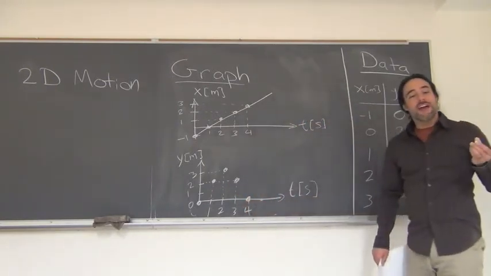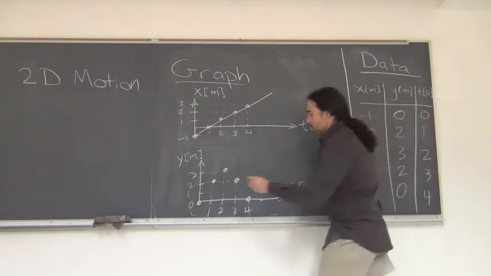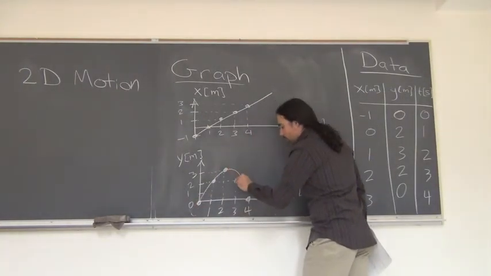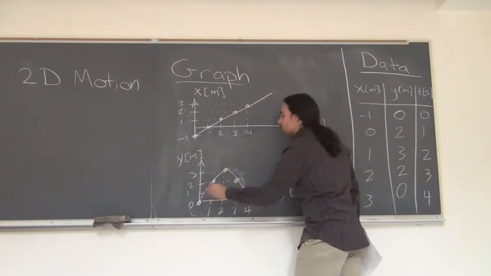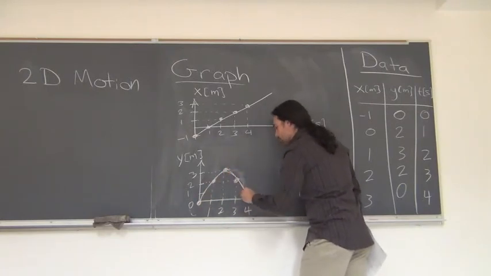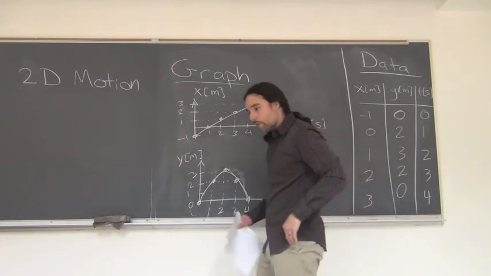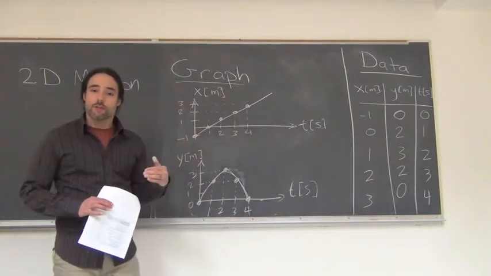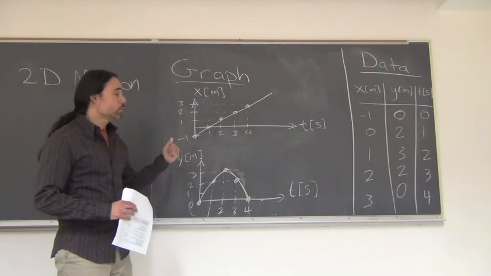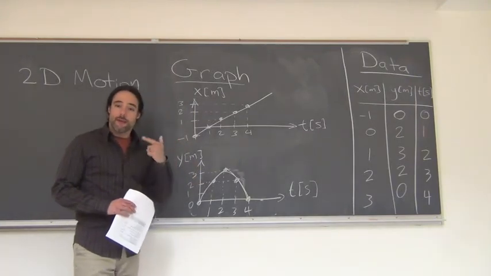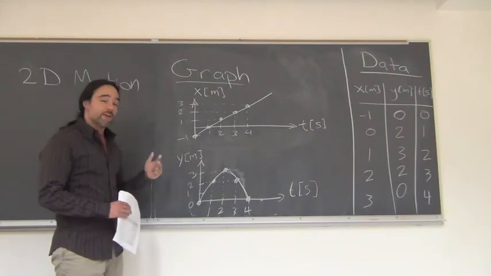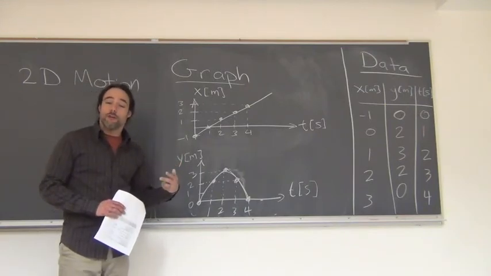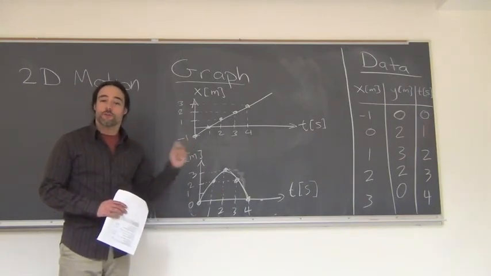And we can see that this graph happens to have kind of a curving shape, which I can draw like this. So just like motion in one dimension, we can do motion diagrams, we can make data tables, and we can make graphs. The only difference is that now we have to do it twice, once for the x direction, once for the y direction.